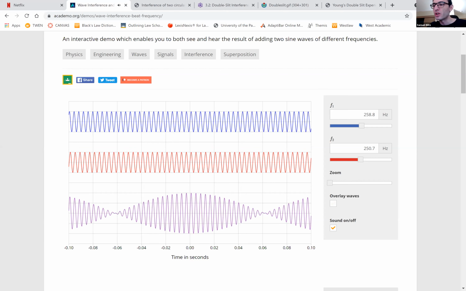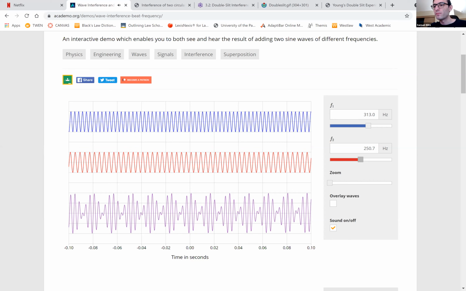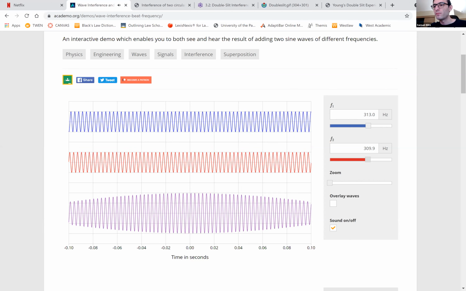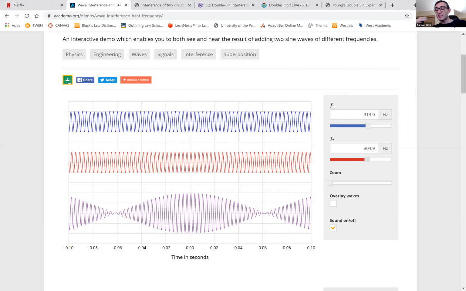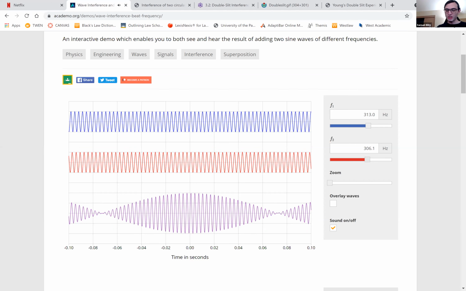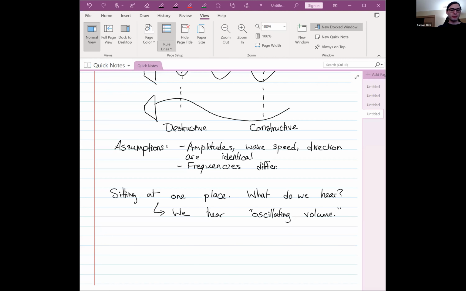And if we brought these closer together, yeah, I have to zoom out in order to make it actually visible. So this is the phenomenon that we see when we have two different waves of different frequencies. So let me share my screen and we can go back to the physics, the math part of the physics.